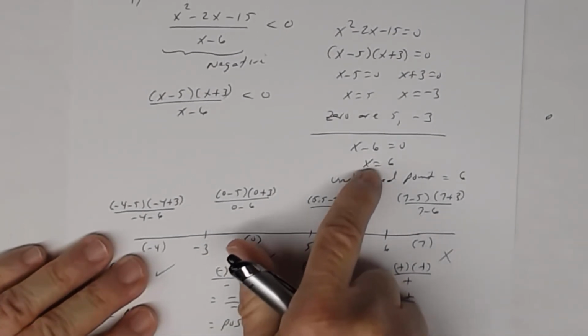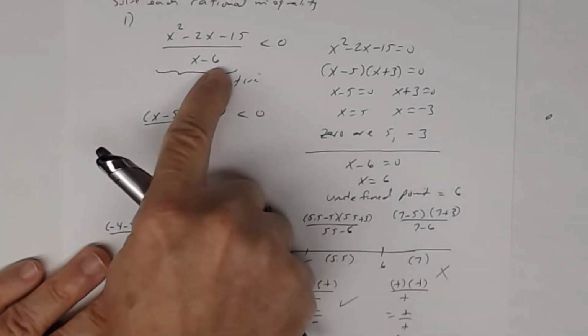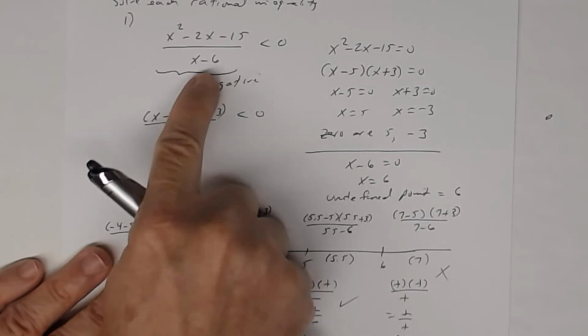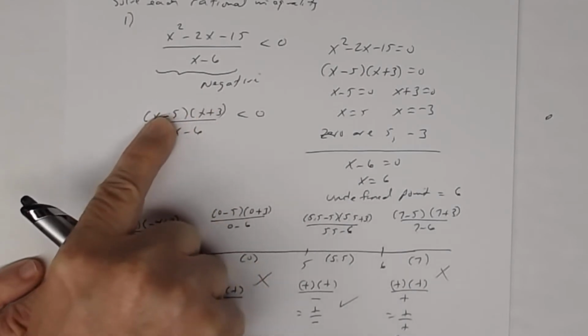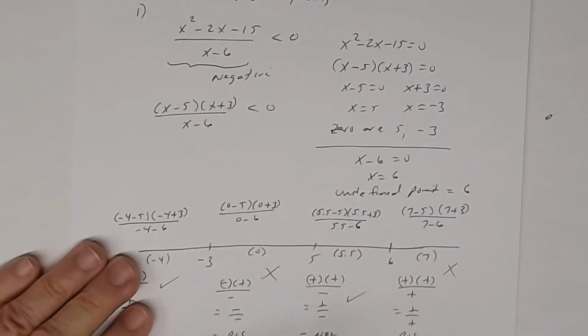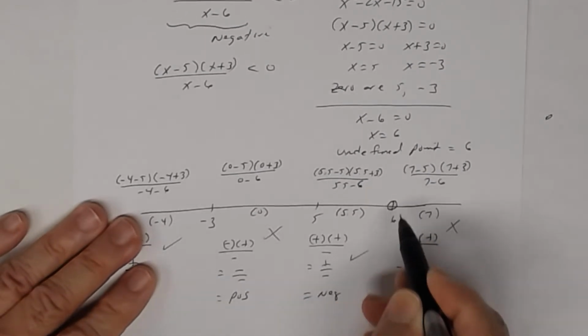Let's talk about the undefined point first, 6. Remember how we got 6? We set the denominator equal to 0, right? The denominator equal to 0. So that makes this expression undefined. A value that makes an expression undefined can never be a solution. So on 6, I'm going to put an open circle.